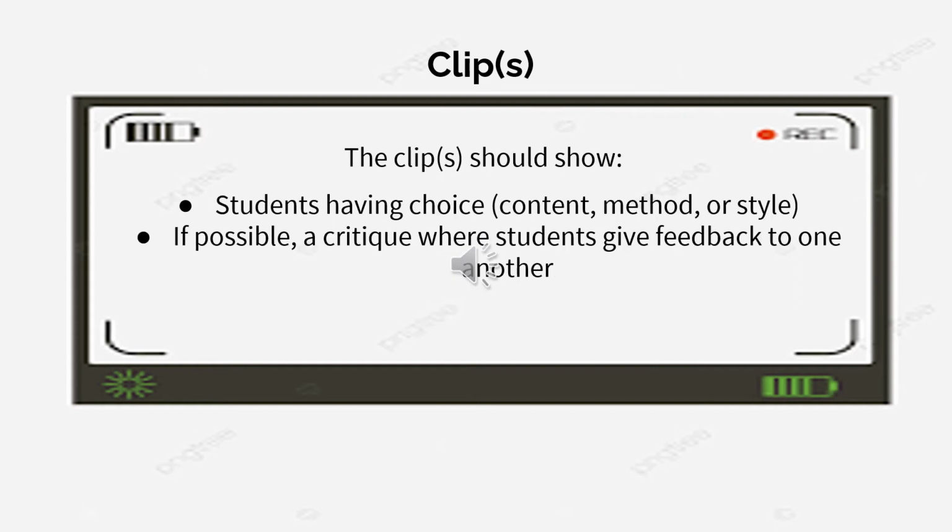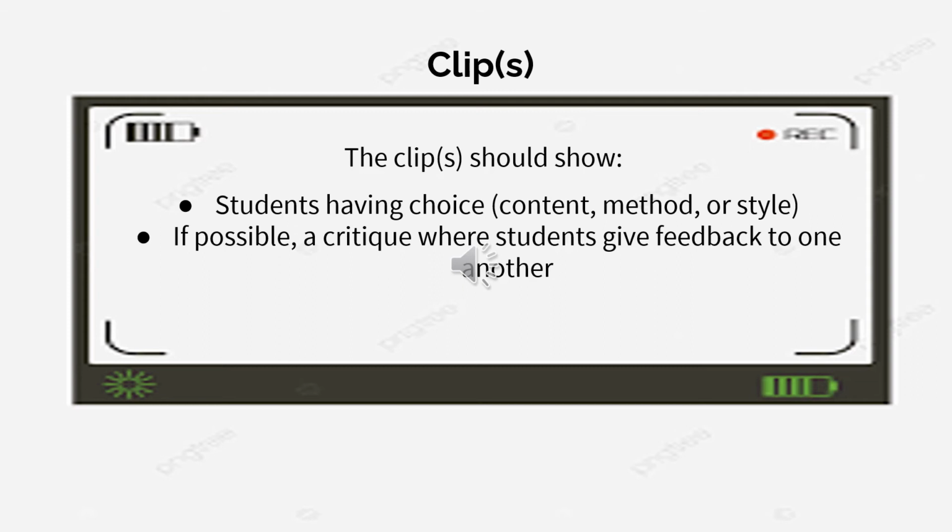The second thing that your clips need to show is students having some kind of choice. When they're doing the three things that were just mentioned, students should have the choice of either the content, the method that they use, or the style that they use. You have to show them having a choice of some kind.